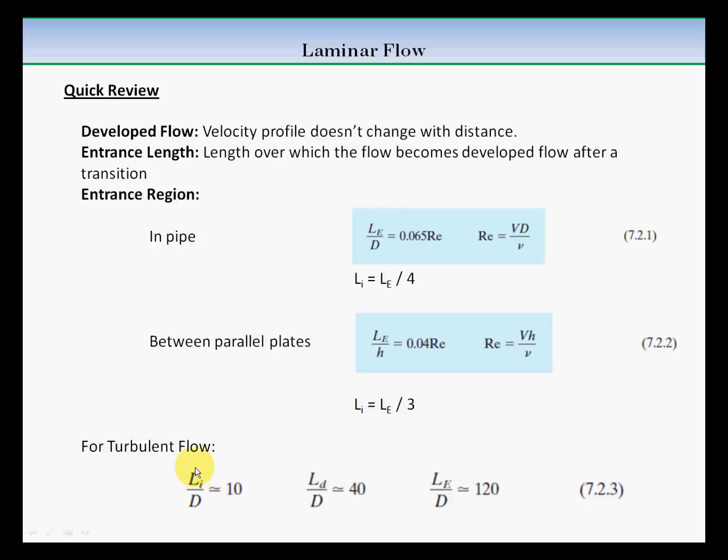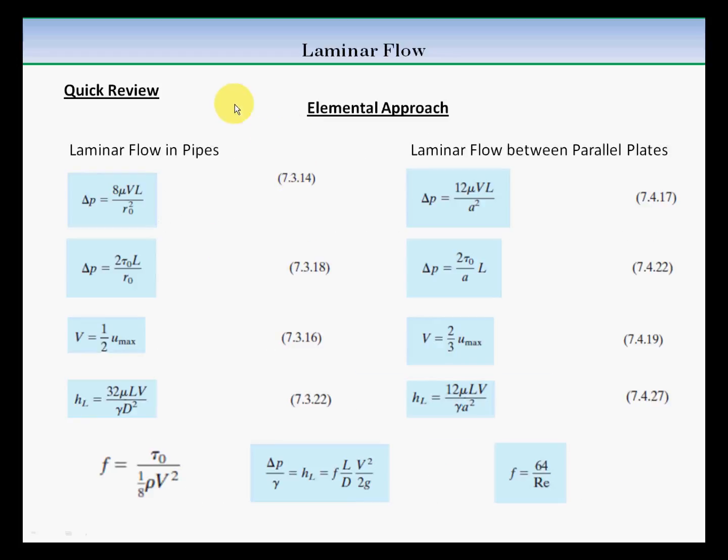In case of turbulent flow, the inviscid core length or the flow development length or the entrance length all depend upon diameter of the pipe, and they are a multiple of the diameter of the pipe. Moreover, we talked about the pressure drop in a pipe based upon elemental approach. And we found out that given a pipe of length L, in which the fluid is moving with velocity v and has a viscosity of mu, if the pipe's radius is r sub 0, then the pressure drop delta P is given by this equation.